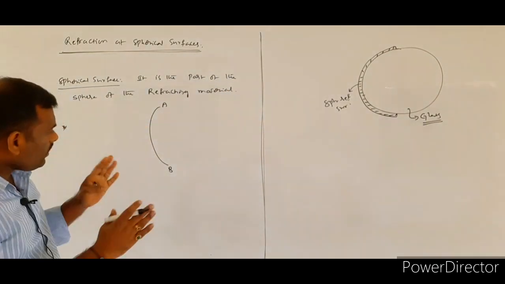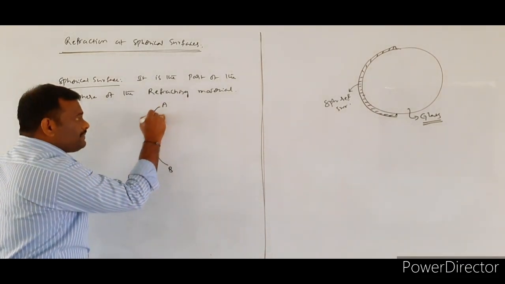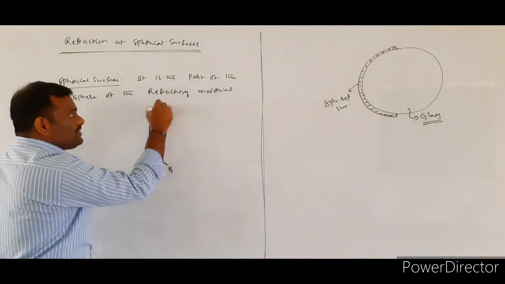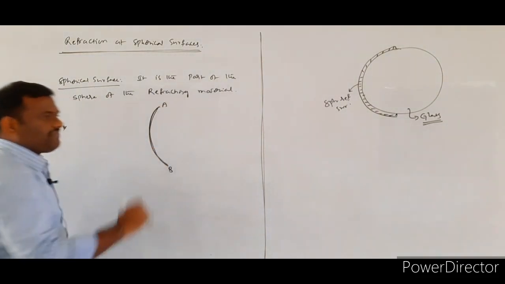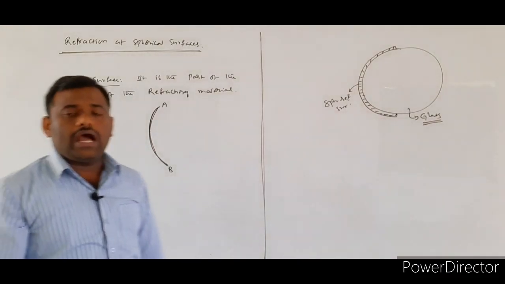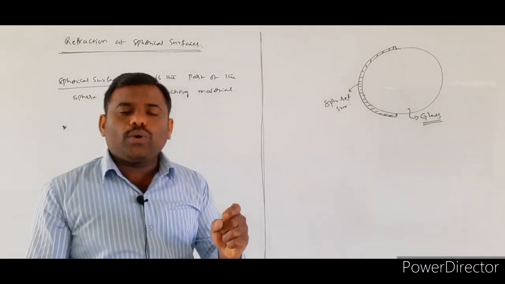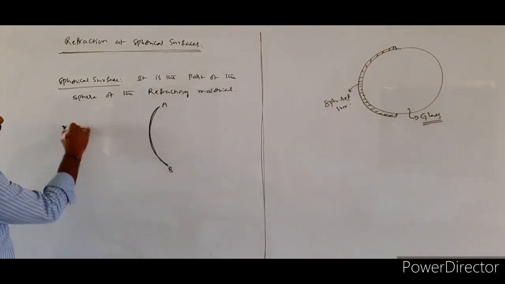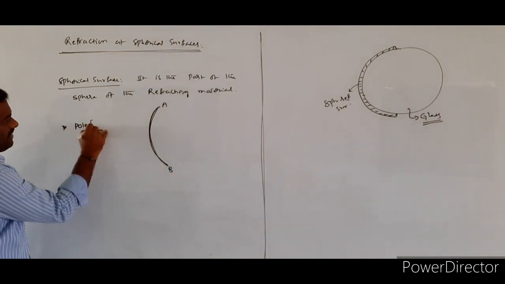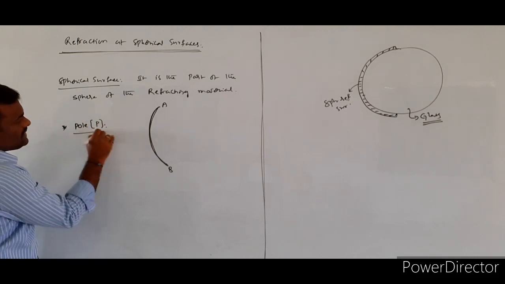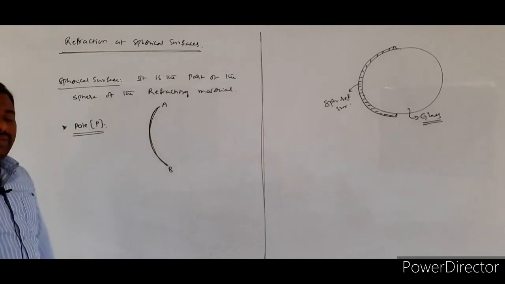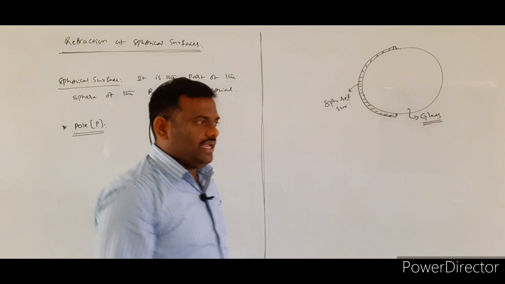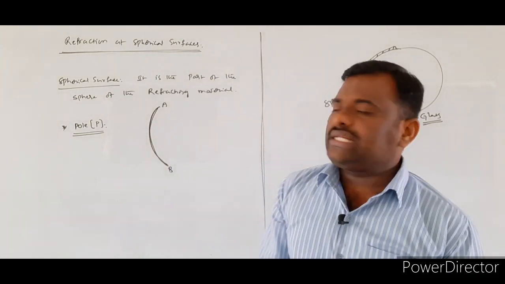Next, once you take the spherical refracting surface, one more point we have to define, that is the pole of the refracting surface. What is the second definition? The pole of the spherical refracting surface will be represented by the point P.